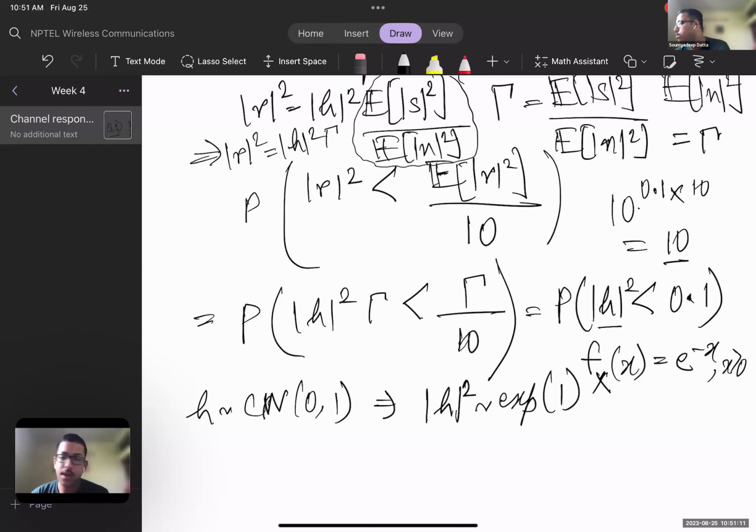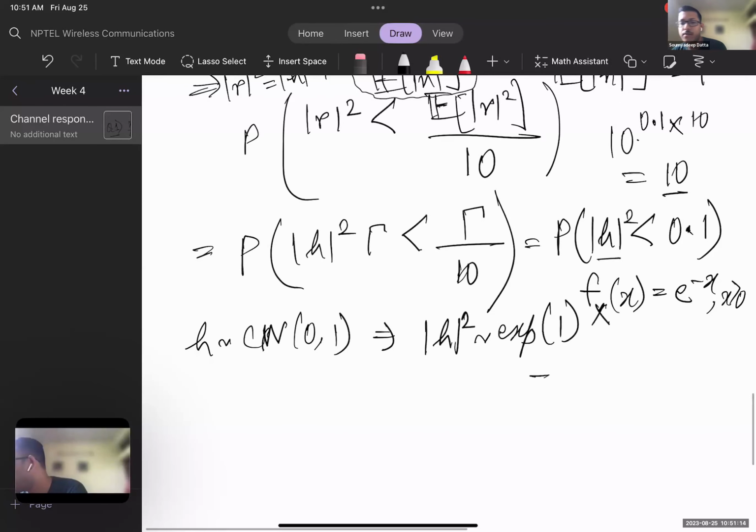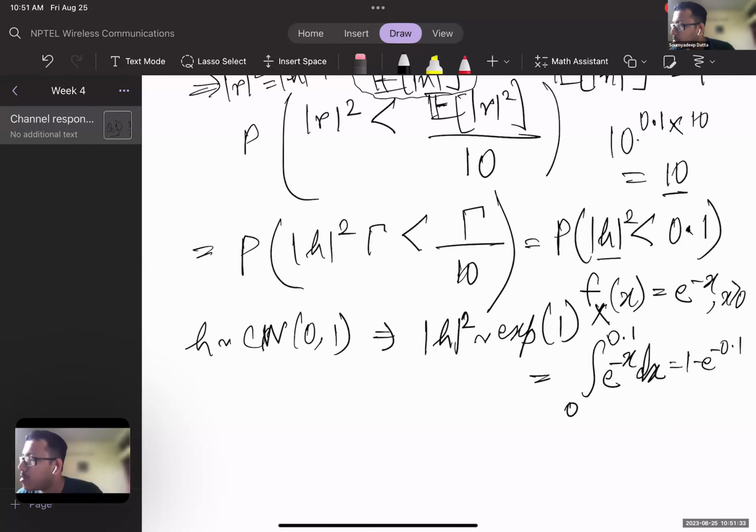So I just need to then solve for the probability. If I integrate the PDF, because this is an exponential variable, it starts at 0, and I integrate till 0.1. So I'll get, I think, 1 minus e to the power minus 0.1, something like that. Whatever the value is, this is the probability. Somebody can calculate the value and tell me, but conceptually, this is the idea.